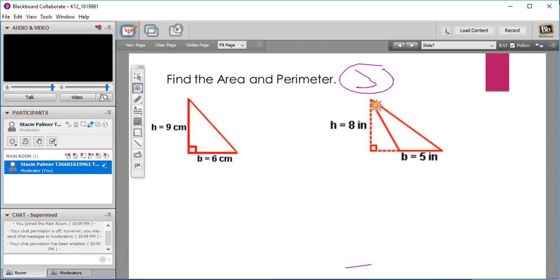It looks like the only side length that you really know for this triangle is right here. B is 5. You don't know this one, and you don't know this one. And actually, there's not really a way to find this side length. So you can't actually find the perimeter for this one. So find the area, and that is question number 3 on your quiz.